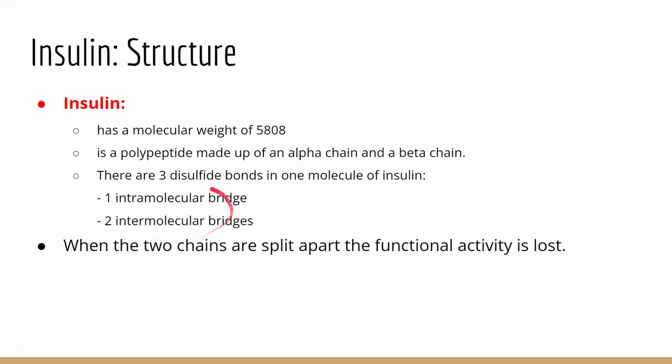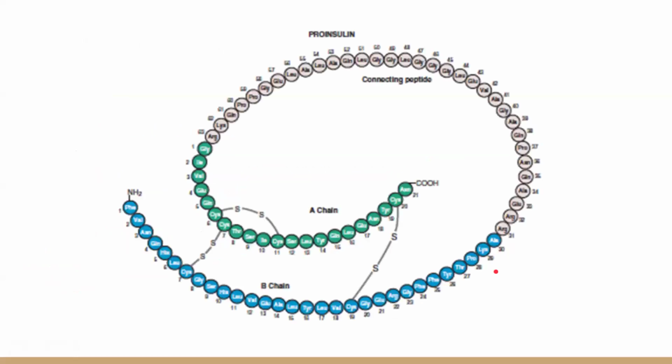So there's one intramolecular, which means within the molecule, and I'll show it to you in a second. And two intermolecular, which means between the two chains. So intramolecular within the chain, two intermolecular between the chains. And when the two chains are split apart, their functional activity is lost. So I'll show it to you on the structure.